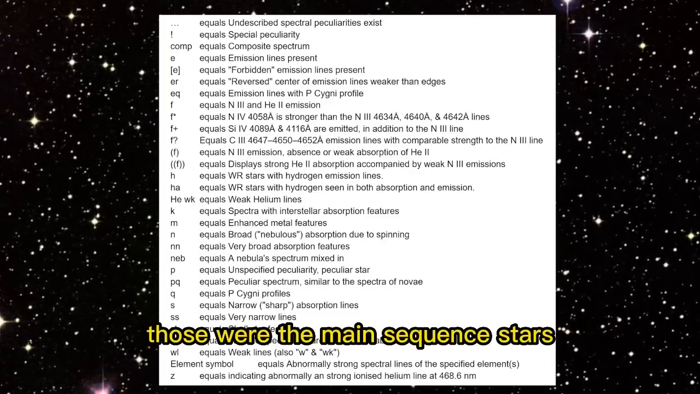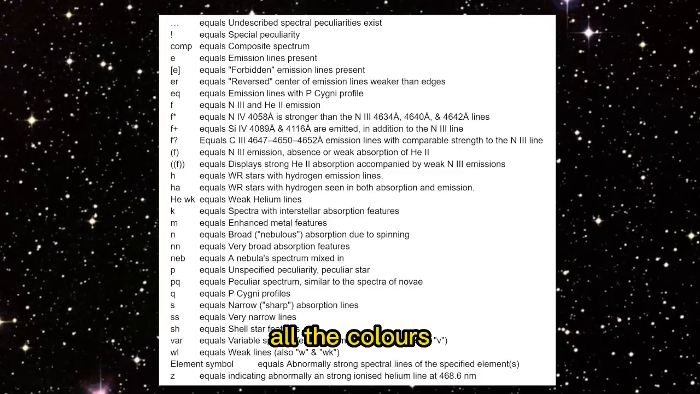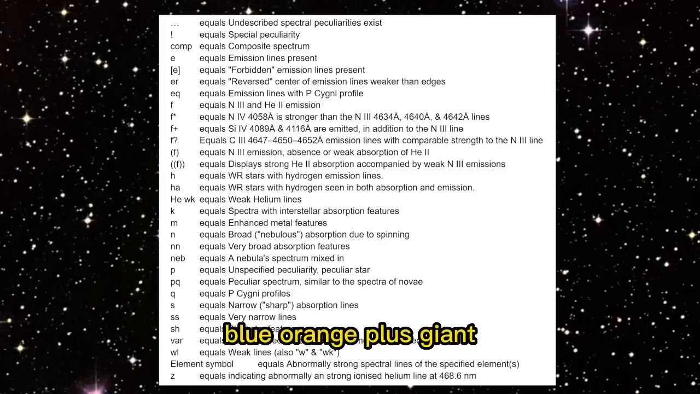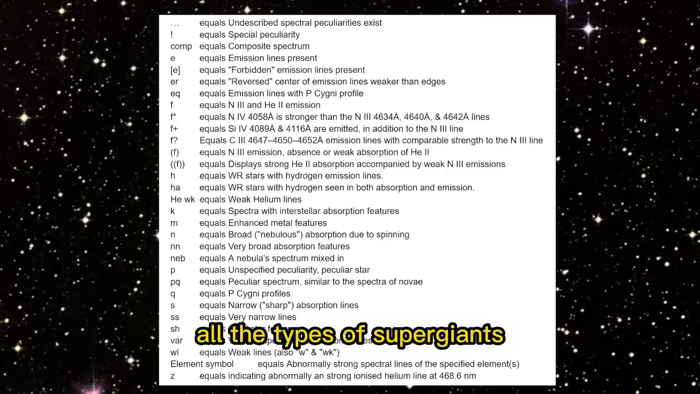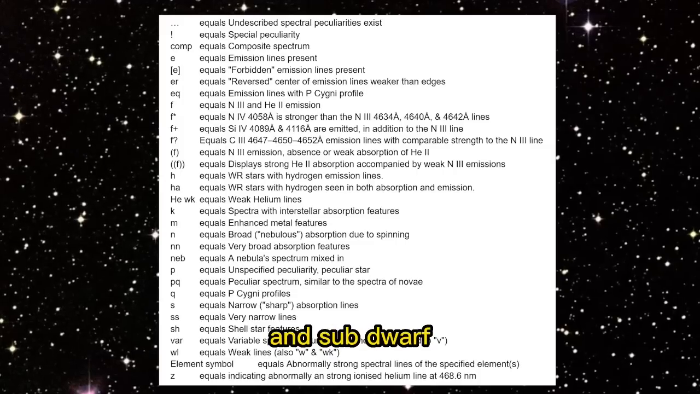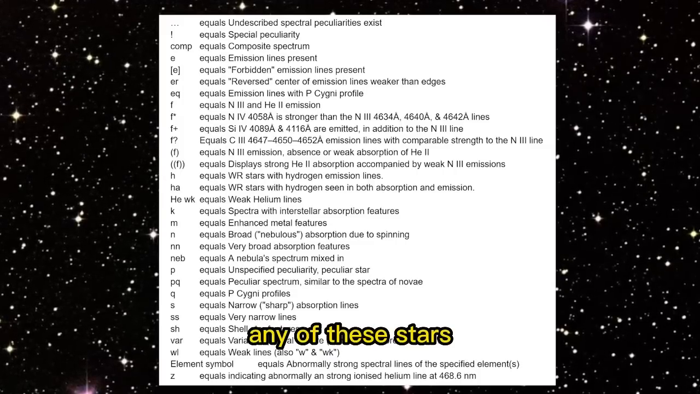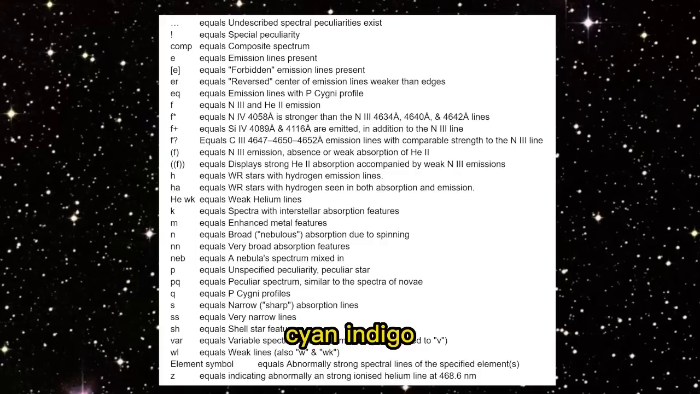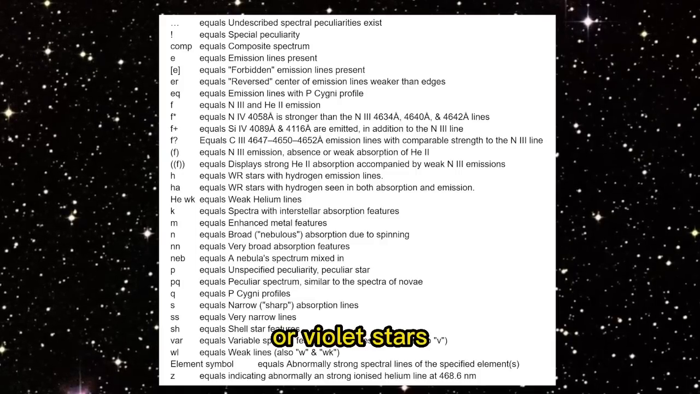Those were the main sequence stars. All the colors I mentioned before, red, yellow, white, blue, orange, plus giant, all the types of supergiants, hypergiant, subgiant, variable, dwarf and subdwarf. Any of these stars could have any of the peculiarities. There are no green, cyan, indigo, or violet stars.